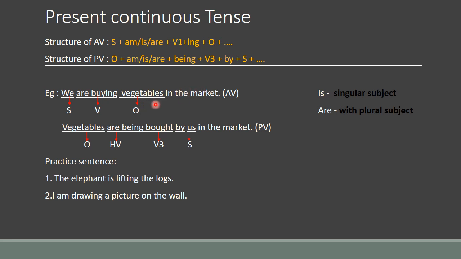So now change it into passive voice. Vegetables I have brought, vegetables plural object, so plural subject, again I'm going with are only. So vegetables are being, I have added, as I told you in the rule, being I have added. Bought is the v3 form of buying, so I have changed. The objective form of we is us, I have changed. Vegetables are being bought by us in the market. This is how you have to change. Practice sentences are also given, you can try it later.